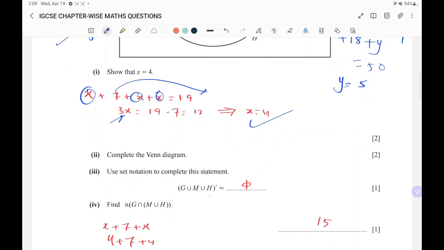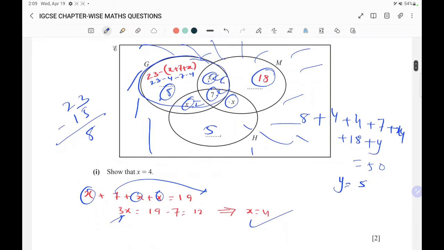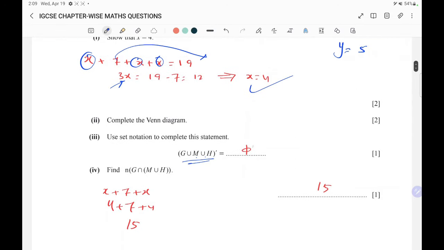Use set notation to complete this statement: G union M union H complement. So G, M and H, and complement means outside of this. Outside of this we don't have anything, we don't have any numbers, so that's why phi, nothing. This is called phi.